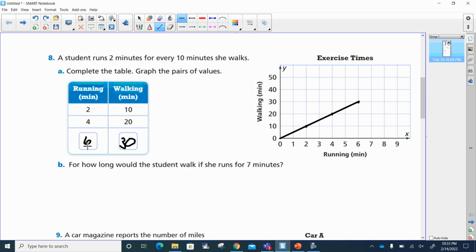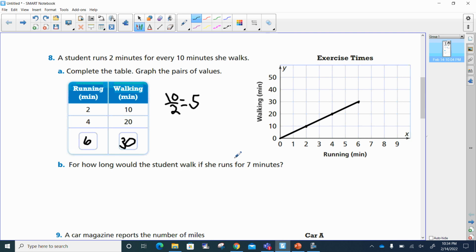All right. For how long would the student walk if he runs 7 minutes? So 7 minutes. We have to find the ratio. We can do this by finding what 1 is. So to do this, we're going to take 10 and divide it by 2. And actually, we can only do this if it crosses through 0, 0. So let me show you 2 ways. 1 is 10 divided by 2. That gives me 5. So for every 1 minute, I go 5.